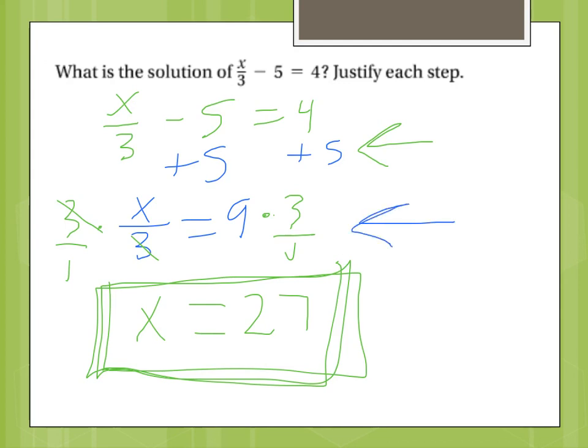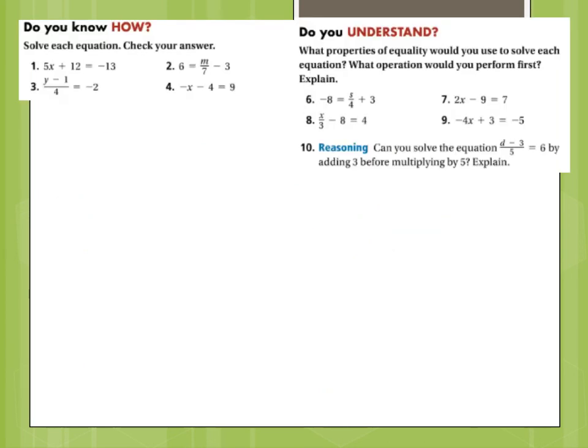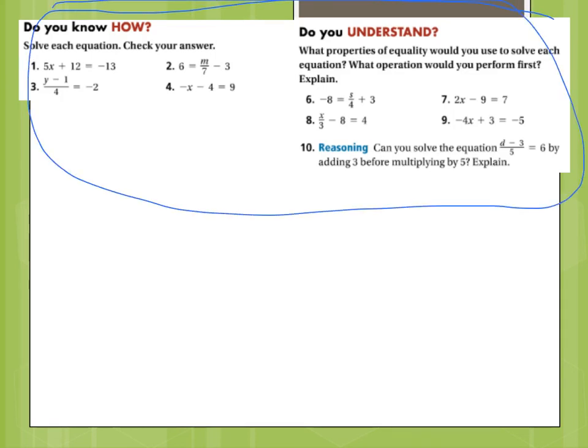You should pause and you should attempt to work on these problems. I will be going over these problems at the beginning of class. Have a wonderful day.